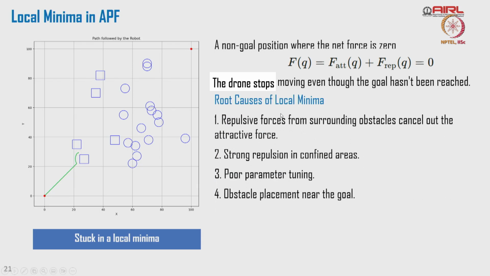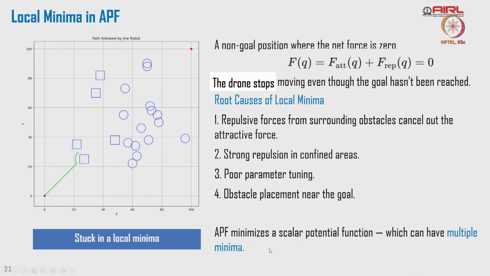Why does it get stuck? What are the causes? Repulsive forces from surrounding obstacles cancel out the attractive force. Strong repulsion is confined to a local area. Poor tuning of the parameters K rep, K attractive and D naught will also cause that kind of problem. Obstacle placement near the goal: there are too many obstacles near the goal. There is a likelihood that APF will fail to get the path.